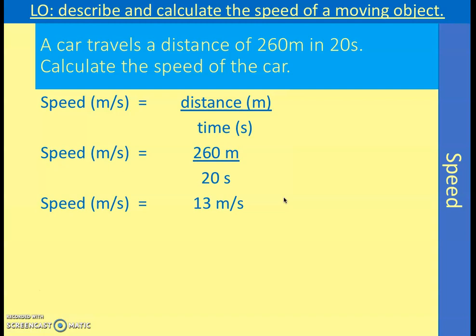When I pop all that into the calculator, I get 13 meters per second. Again, please be careful to make sure that you include your units.